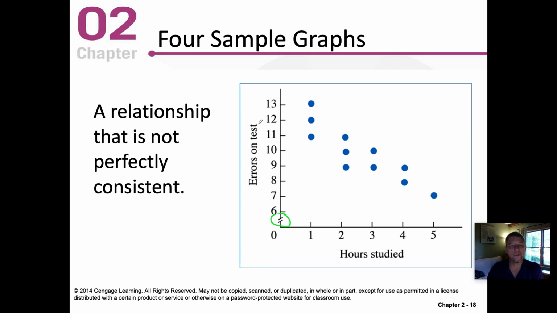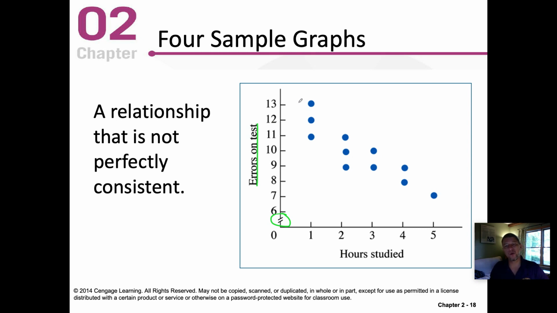This one shows the number of errors on a test. All right. And so it shows that if you only study for 1 hour, you make 11 to 13 errors. If you study for 2 hours, you make somewhere between 9 and 11 errors. If you study for 3 hours, you make some 9 or 10 errors. 4 hours, you make 8 or 9 errors. And 5 hours, you make around 7 errors.